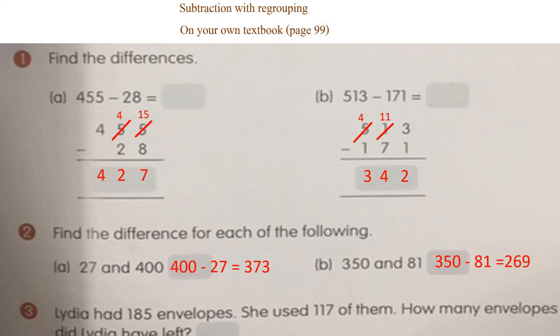The last one is Lydia had 185 envelopes. She used 117 of them. How many envelopes did Lydia have left? So I have 185 and she used 117. So I have to take away 117 out of 185. I have to write the equation, then write the answer, which is 68, after I subtract them with some regrouping and some borrowing.